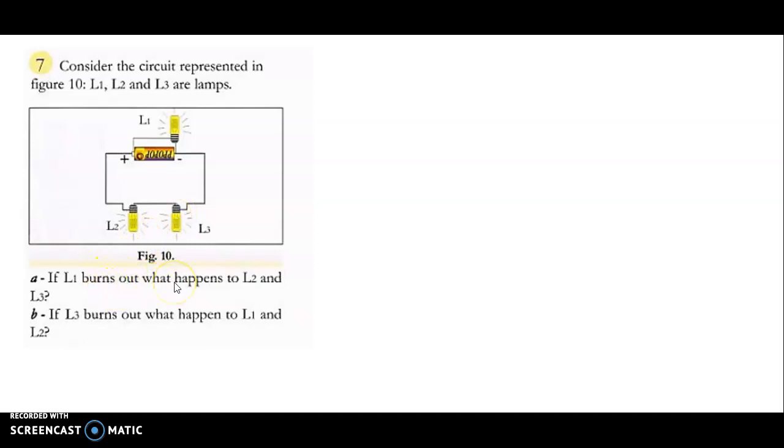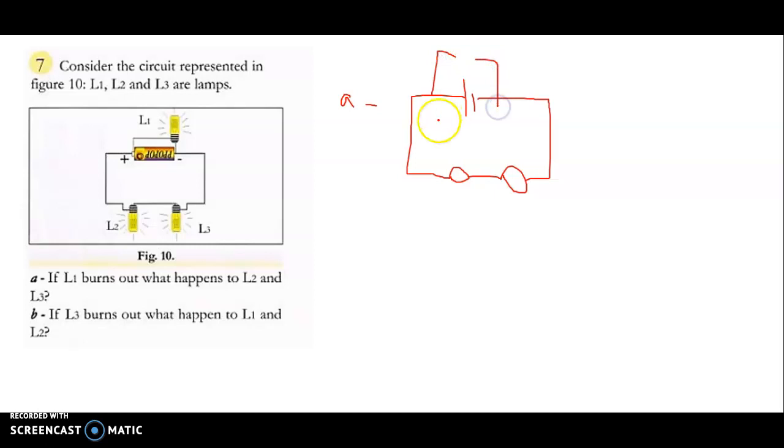Now if L1 burns out, what happens to L2 and L3? If L1 burns out, L1 acts like an open switch. So we have to check if there's a closed pathway for the current to pass through L2 and L3 when L1 opens. The circuit could be represented in part A as such. We have the positive terminal of the battery. This is a sketch. L2, L3, and externally L1 is acting like an open switch. So this is L2, this is L3, and L1 is here, but because it's burnt, it acts like an open switch.